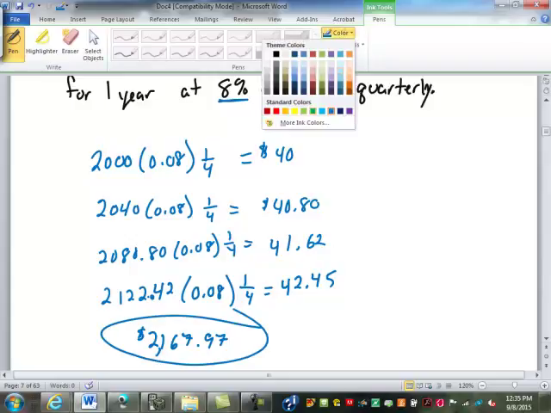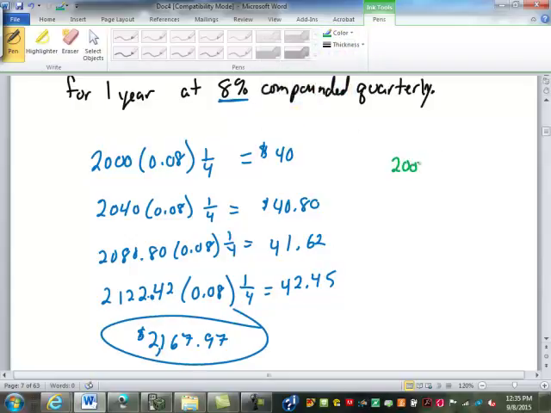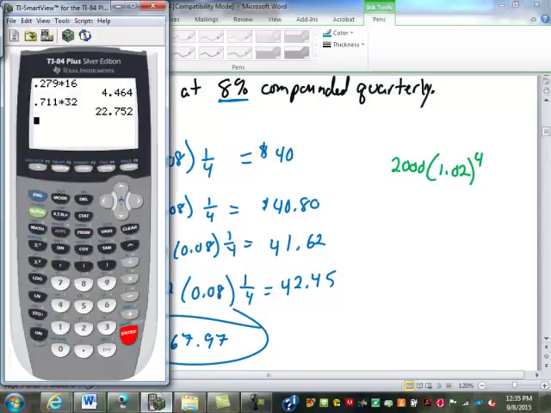Shortcut, of course, would have been to do this. 2,000 times 1.02. Where's 1.02 come from? Yeah, we took the 8% divided by 4 because it's quarterly, so it's 2% per quarter. And then the 1 is because it's 102% at the end of each quarter. The full amount plus 2%. Then, of course, I've been to the power of 4 to get through 4 quarters.